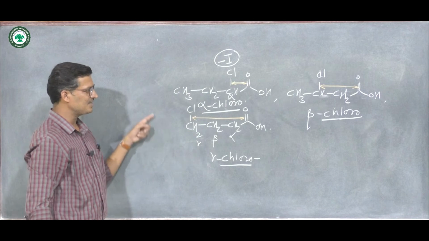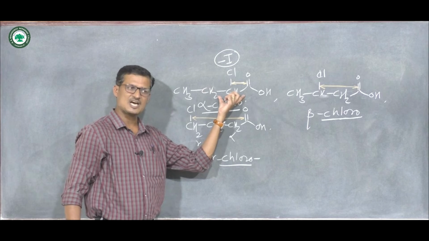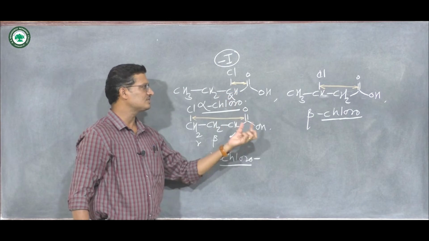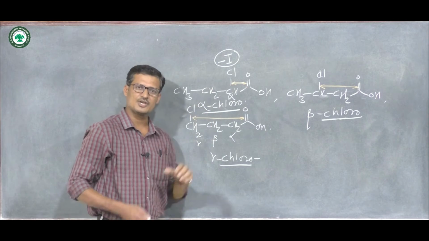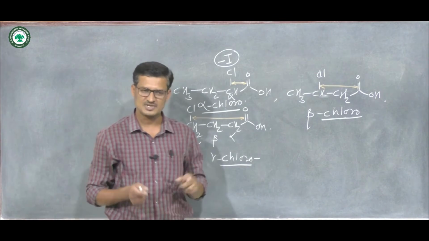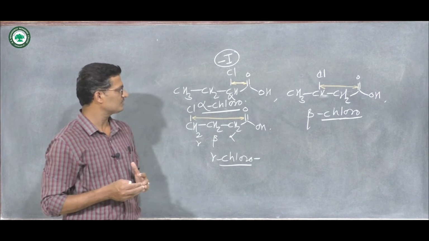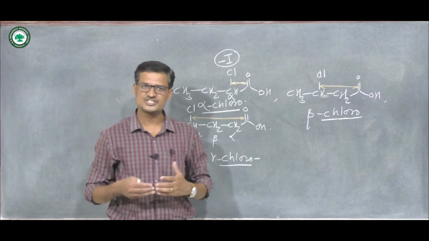So out of the three, when we compare the acidity, the stronger acid is alpha chlorobutanoic acid, because the distance between the electronegative chlorine and the acid group is small, so that's why it has the more minus I effect and the acidity is more.